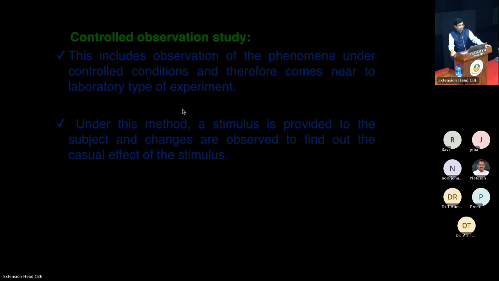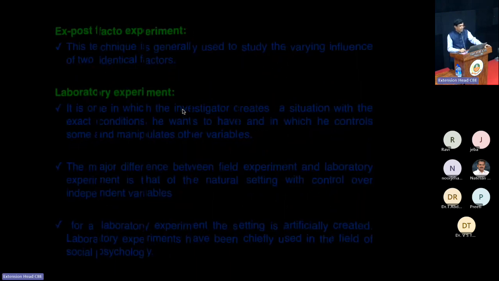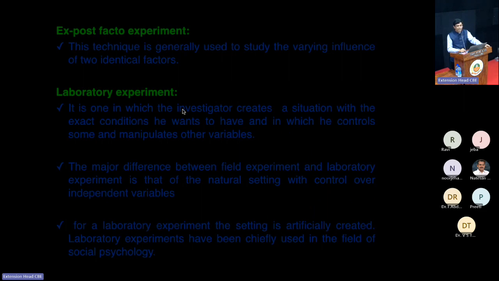Natural experiment. It is like a field experiment under natural setting without any artificial stimulation. No simulations. Nothing is artificially created. It is used for studying a wide variety of techniques and methods such as analyzing techniques, the effect of group discussion and group participation. So this also we can study: the effect of group discussion in the adoption of technologies. Exposed factor, okay. Laboratory experiment, it is completely under controlled conditions.